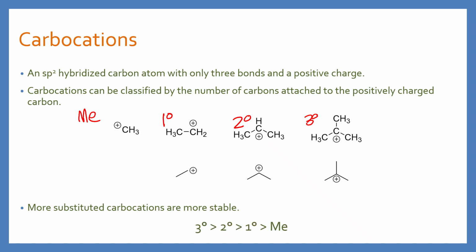So the order of stability for carbocations is tertiary is more stable, it's going to be lower energy, they're also going to form more easily, and then secondary, primary, and then methyl. You will not usually see methyl carbocations because they don't have any alkyl groups to stabilize them. The carbocations you will see most commonly will be tertiary and secondary.